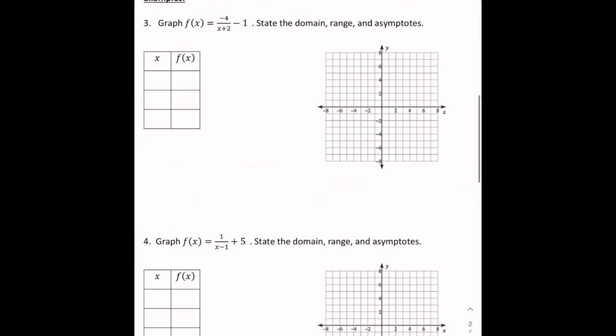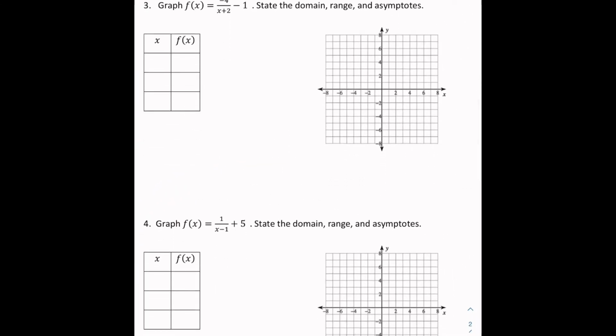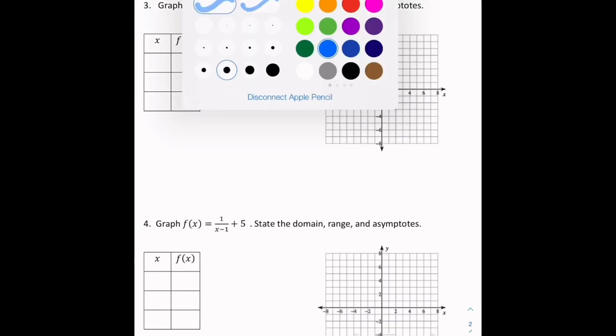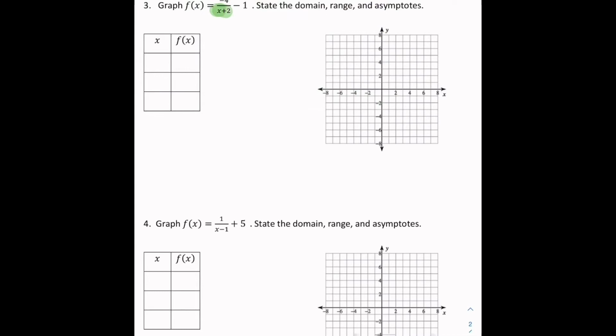So it says graph f of x is equal to negative 4 over x plus 2 minus 1. So we're going to look for our vertical asymptote, x equals. And again, we need to look at our denominator. So I'm going to take my highlighter, highlight x plus 2, and pretend there was parentheses here. Right? Remember, we cannot trust parentheses. It's always opposite. So our asymptote is at x equals negative 2.